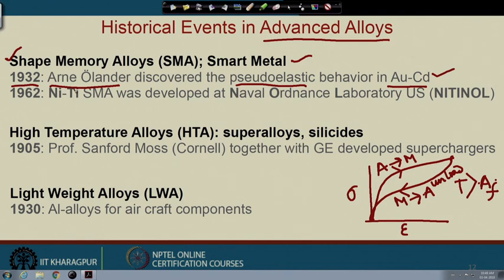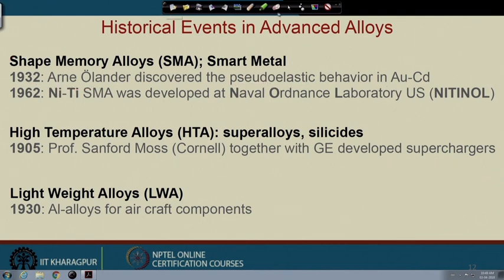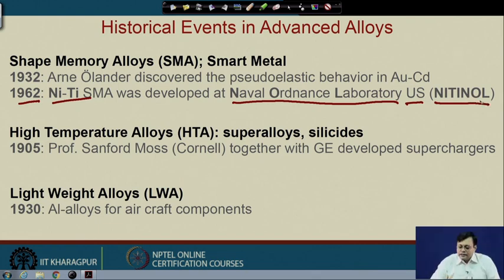Now, another big discovery in this direction was in 1962 from Naval Ordnance Laboratory in the US, and they developed the nickel titanium shape memory alloys, which is known as nitinol. And this nitinol is very commonly used for several applications like heart surgery, very small antennas and robotics, and these are also a category of smart materials or functional alloys.